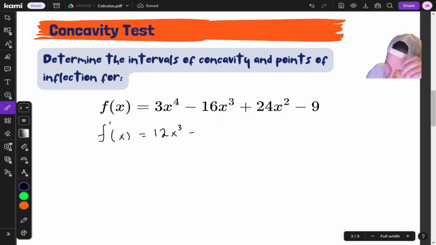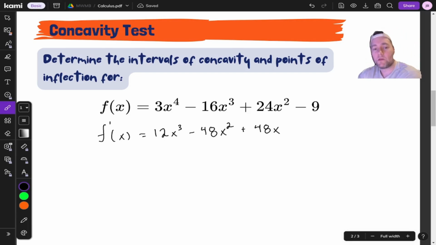3 times 16 is 48, minus 1 off. And then 2 times 24, also 48, minus 1 off. And there we are. So there is my first derivative. Now we're going to go ahead and do that again. The derivative of negative 9 is nothing. That's why it's not there.